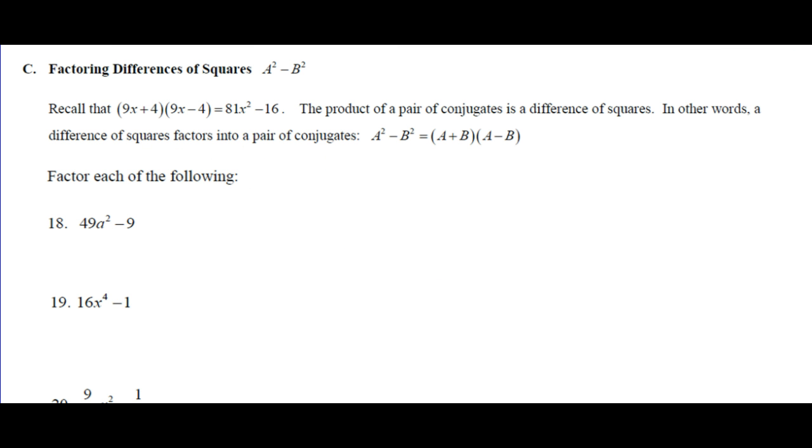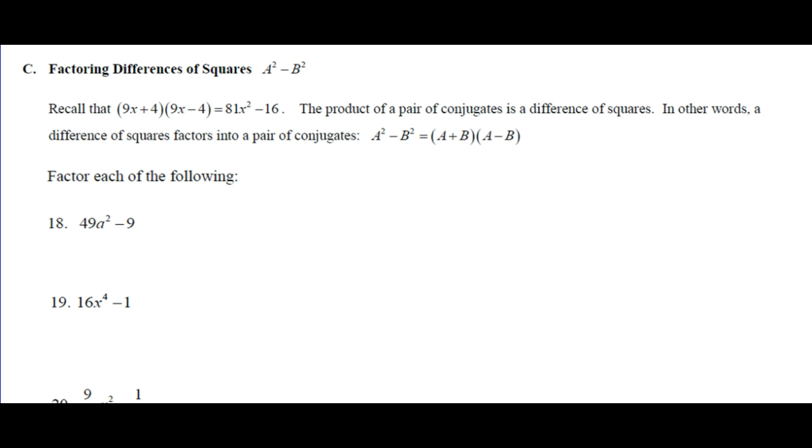At some point. Factoring differences of squares. Okay, so difference of squares is in the form a squared minus b squared. Remember we did this guy, right? We got 81x squared minus 16. The product of a pair of conjugates, even used the word earlier, conjugates, is a difference of squares. In other words, a difference of squares factor. So when you see something squared minus something squared, then you know this is the factorization, right?